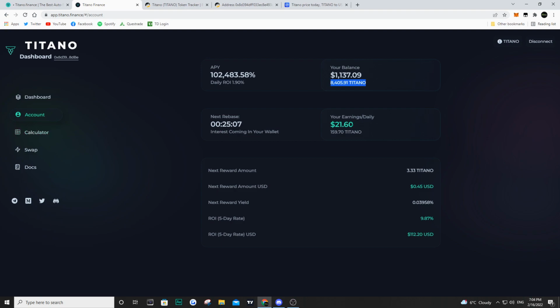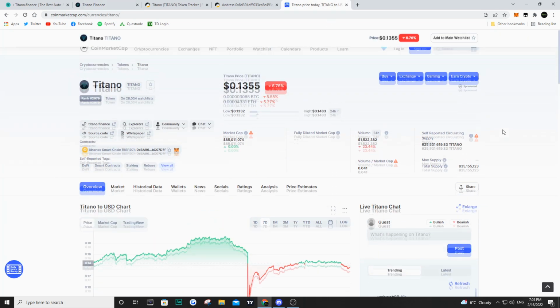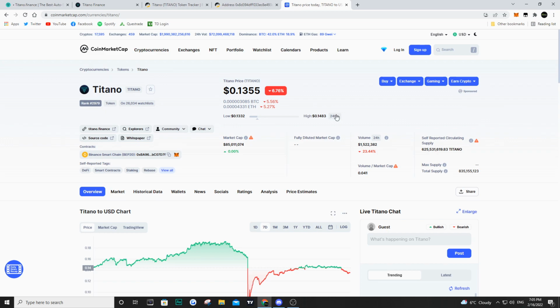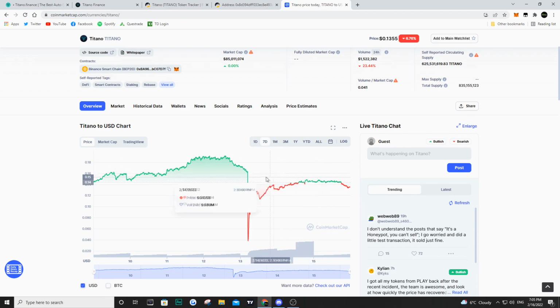If we take a look at the quick stats for my position, I'm earning about $21 every single day on Titano. Again, that's based on the price of Titano, which is sitting right now around 14 cents, actually around 13 and a half. The volume is around 1.5 million. If we take a look at the 7-day chart, we obviously see that hack, and it has rebounded quite nicely if you ask me.